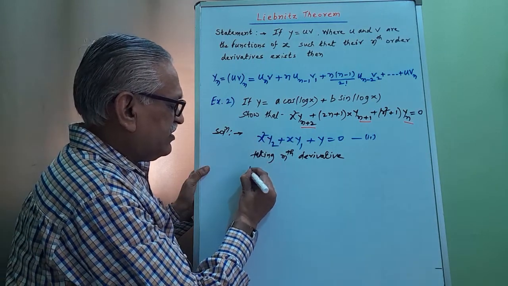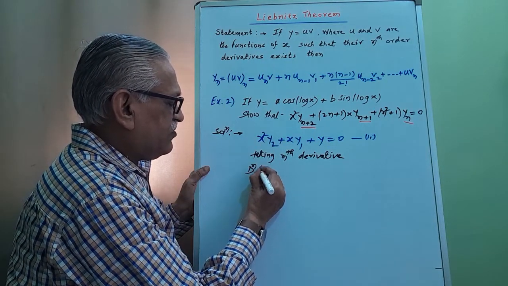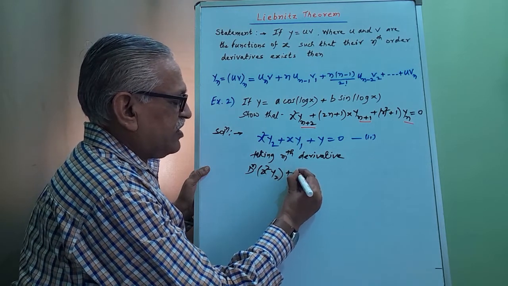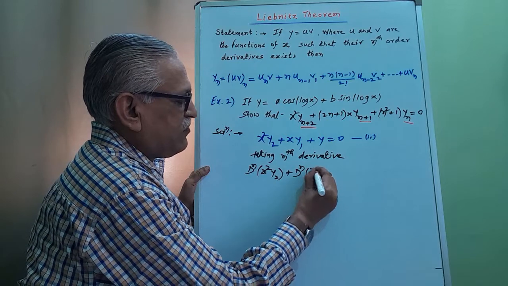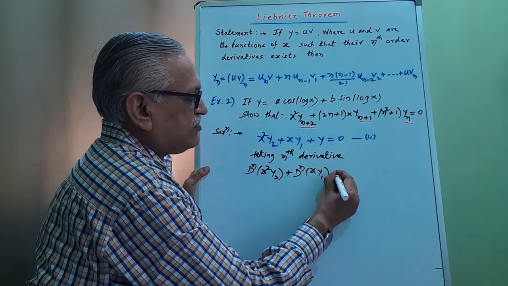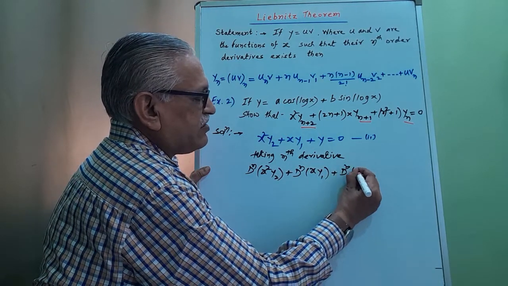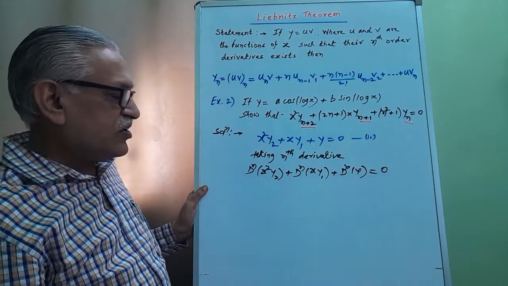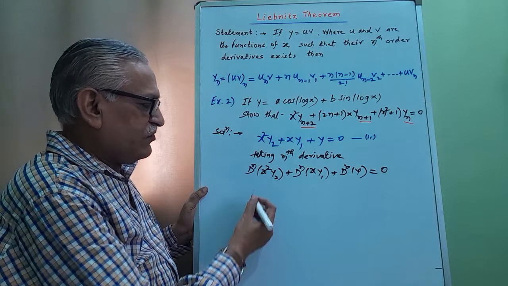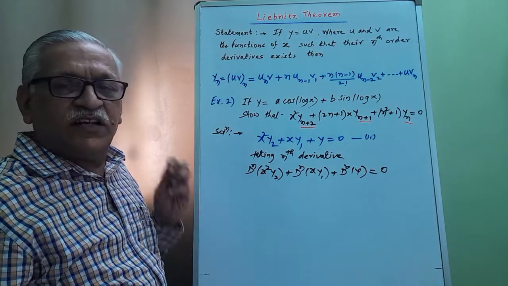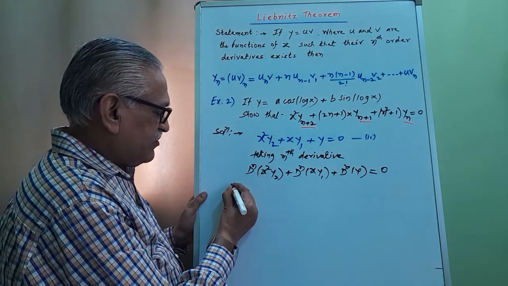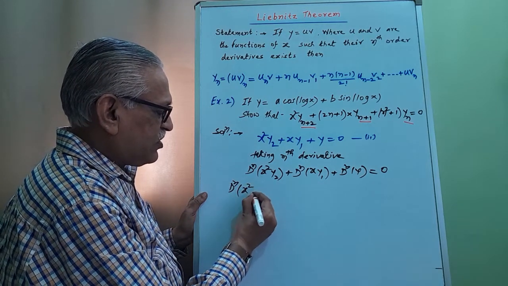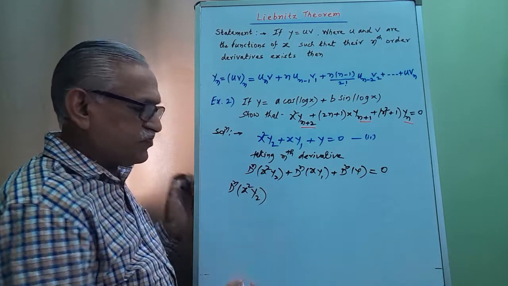Symbolically, I will write it as nth derivative of first term x square y2 plus nth derivative of xy1 plus nth derivative of y, and nth derivative of constant term 0 is 0. And then we try to find out the nth derivative separately. Therefore, here first of all I will obtain the nth derivative of the product x square into y2.